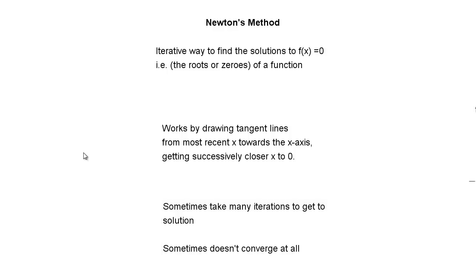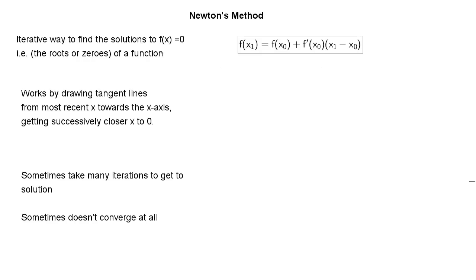Now, sometimes it's going to take several iterations to get close enough to the solution for it to be meaningful, and there are times that the solution, the zero, does not even converge at all. The estimations get successively farther from the zero. So there are occasions where Newton's method fails. So let's get under the hood and figure out how it works.